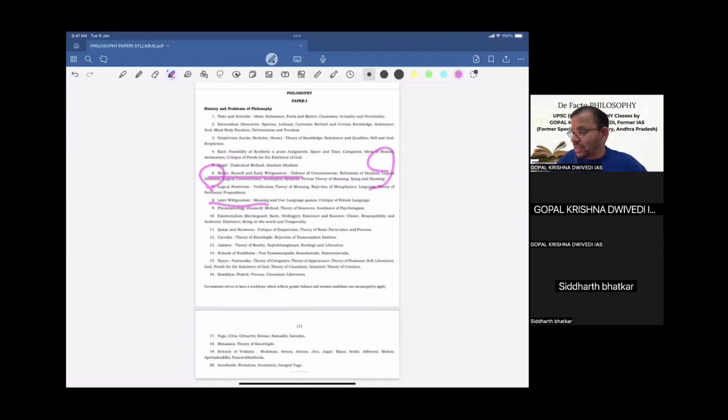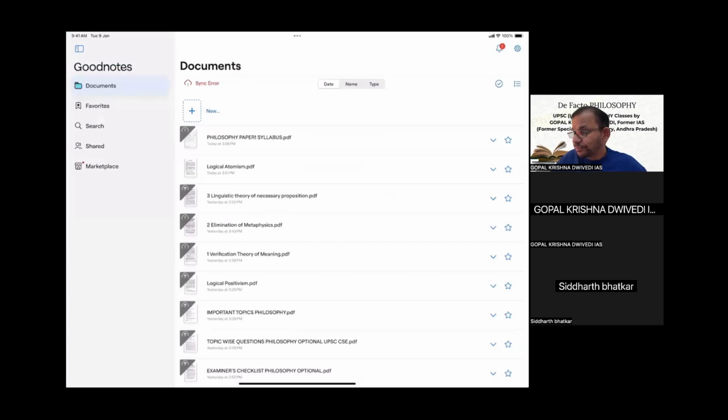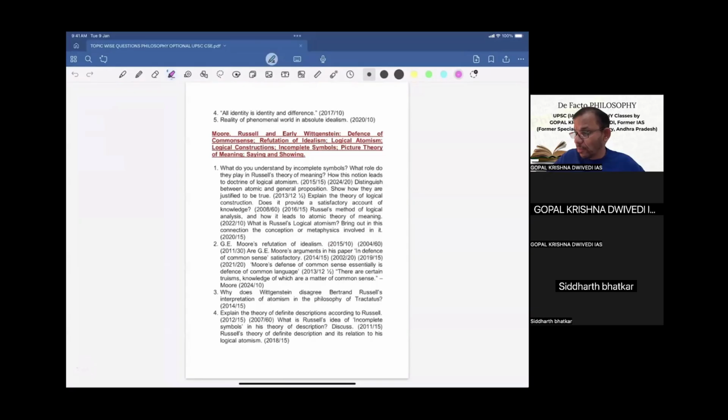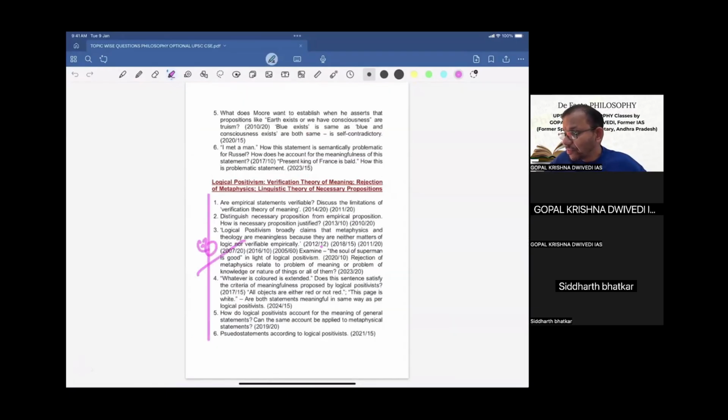Now let us see what questions have been asked in this, and then accordingly we can discuss. Now this is the topic. For example, the sixth question is concerned with logical atomism only. "I met a man": how is this statement semantically problematic for Russell, and how does he account for the meaningfulness of this statement? Then, "The present king of France is bald": how is this a problematic statement for Russell?